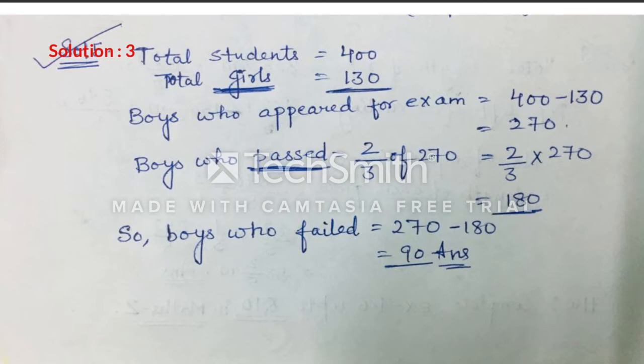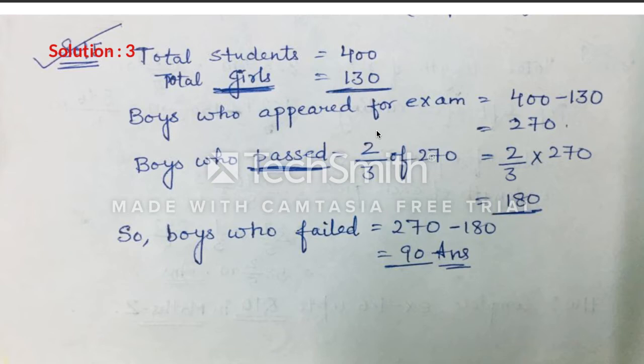The question says, in an examination, 400 students appeared. So the third question says that there are a total of 400 students who appeared in an exam. So what is the total students? Yes, it is 400. Now, further it says, if 2 by 3 of the boys, we don't know the number of boys, but we know 2 by 3 of the boys. Whatever is the number of boys, 2 by 3 of that. Okay. 2 by 3 of the boys and all 130 girls.